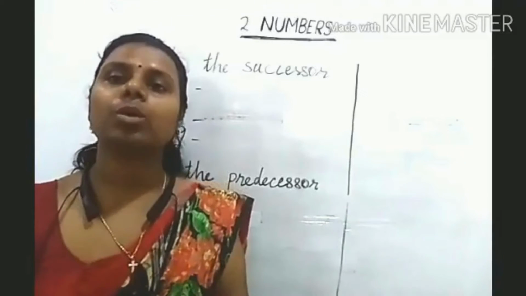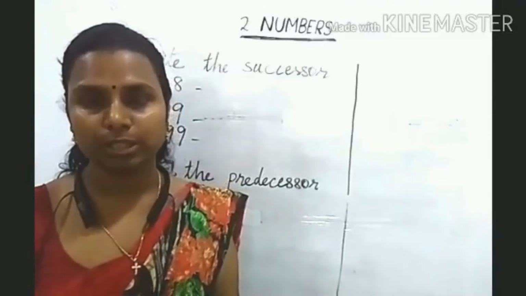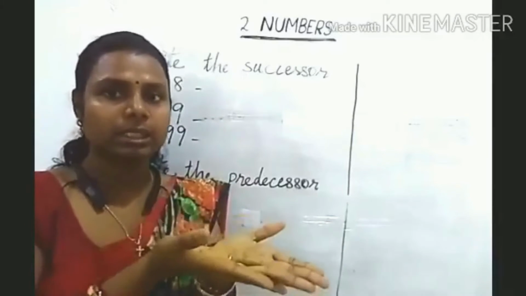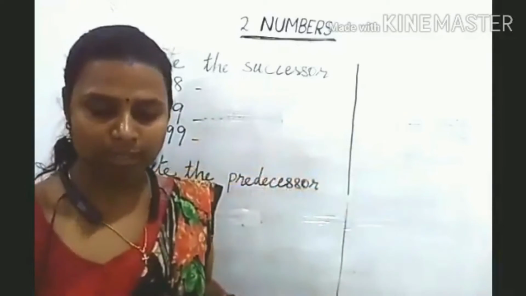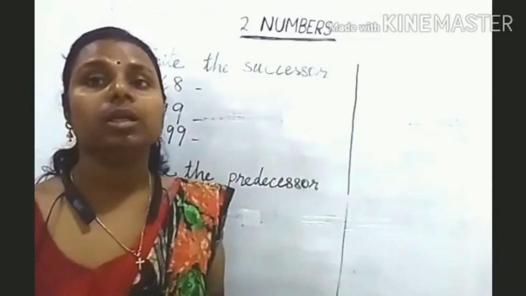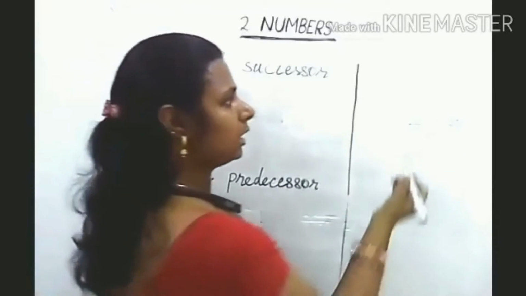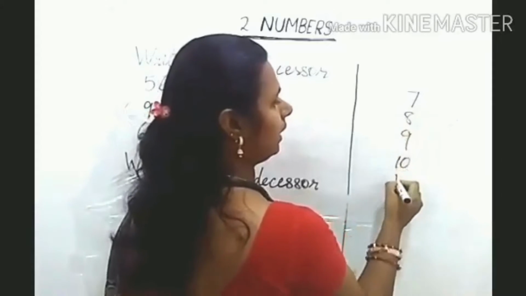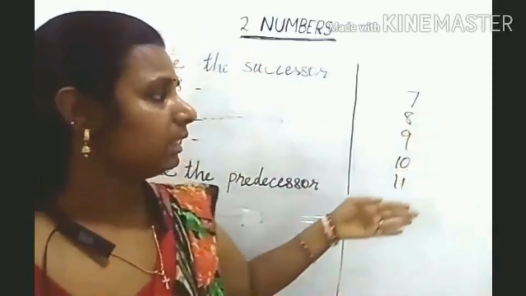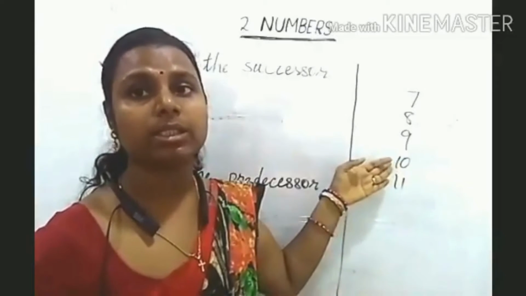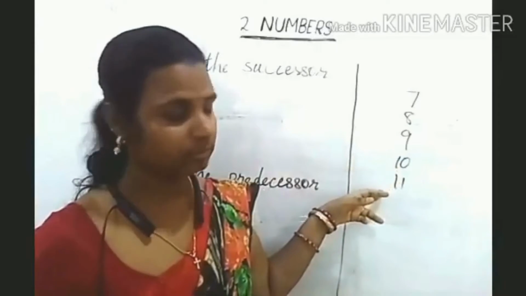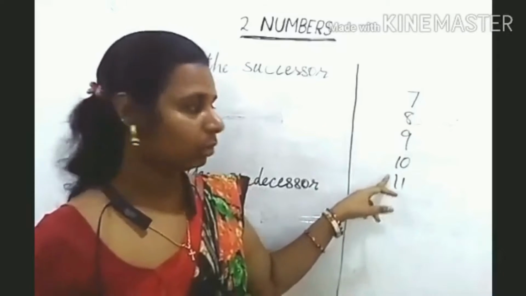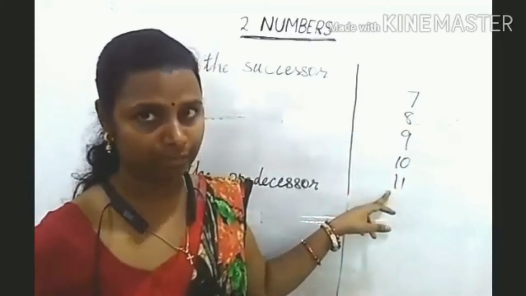Okay. The same thing we are going to do with the numbers, with the digits. That is, when you write the counting, the successor means the next number, the predecessor means the previous number. For example, if I write here 7, 8, 9, 10, 11. Now, the successor of 10 is 11. The next to 10 is 11.